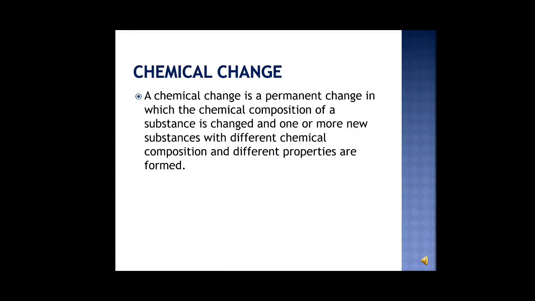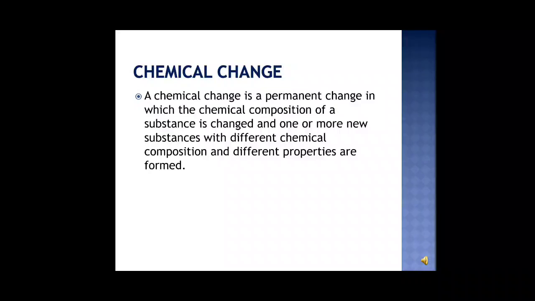So first thing, what is a chemical change? A chemical change is a permanent change in which the chemical composition of a substance is changed and one or more new substances with different chemical composition and different properties are formed. Chemical change is something that can be represented by a chemical equation. So when the change is permanent, it's called a chemical change. We have seen all these various definitions till now.